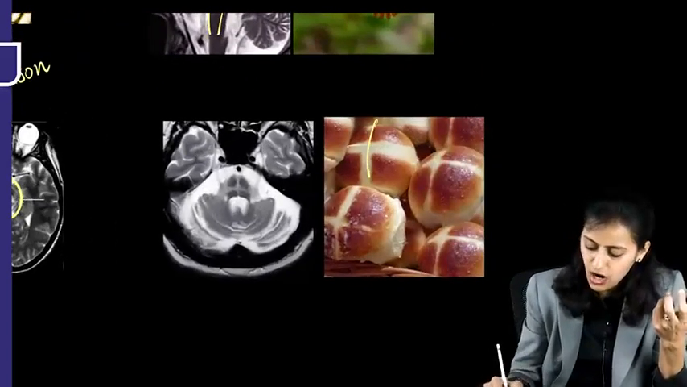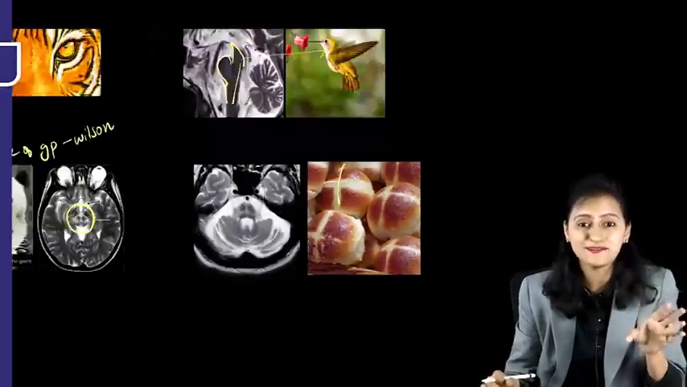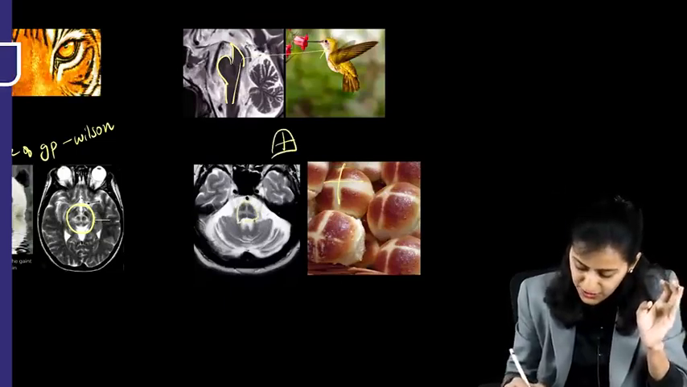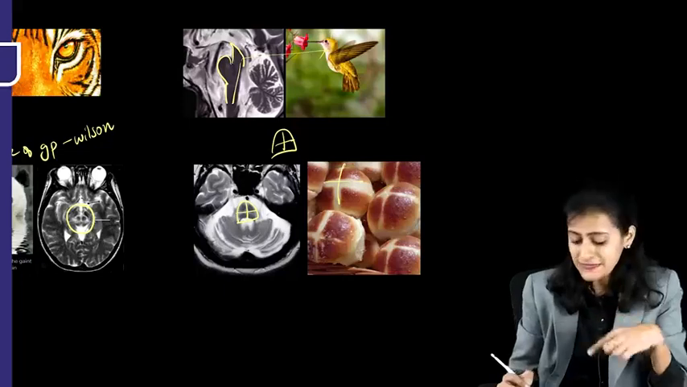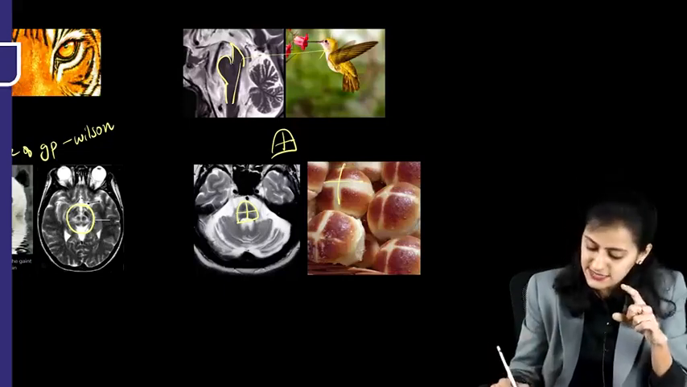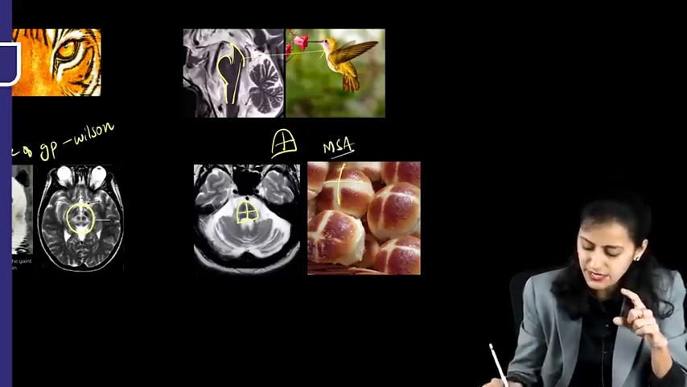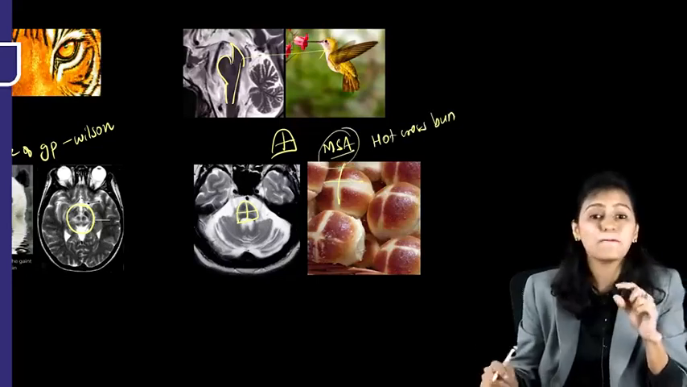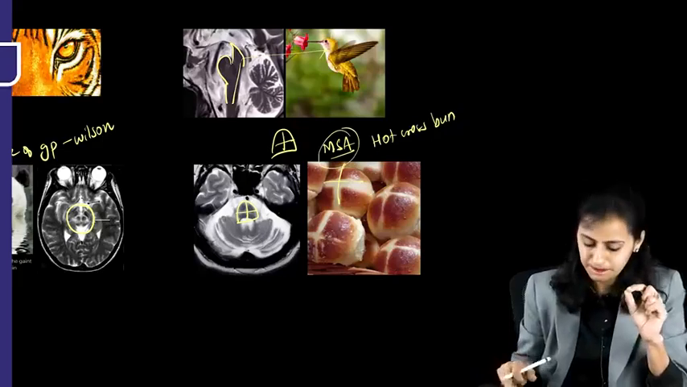Next one, this is the hot cross bun, not the vada pav, right? This is the hot cross bun sign, which is seen in the pons here. You see that hot cross bun. So like a cross sign, this is seen in multi-system atrophy. The hot cross bun sign is seen in multi-system atrophy.